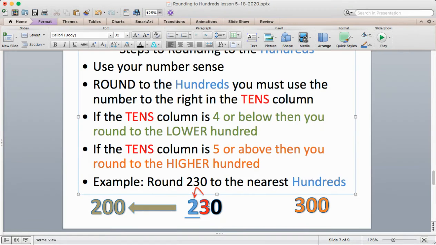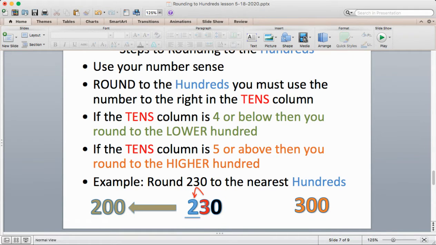Okay? So, as I said, there's one spot, which is the 0. You do nothing with that. The 3, the 10 spot, talks to the 100 spot and tells the 100 spot what to do. Since this 3 is smaller than 4, then you are rounding to 200. When you round to 200, the only number that gets a number spot is the 100 spot. The 10s and the 1s turn into 0s.